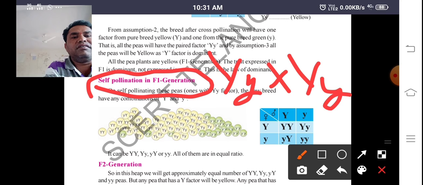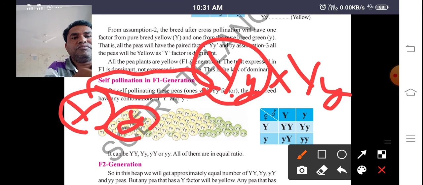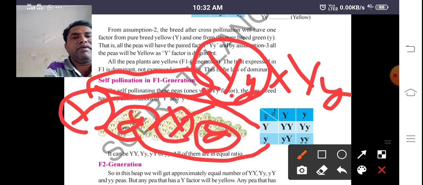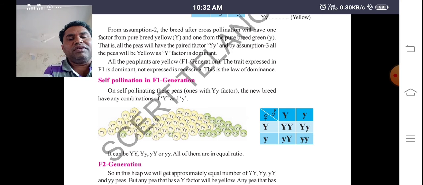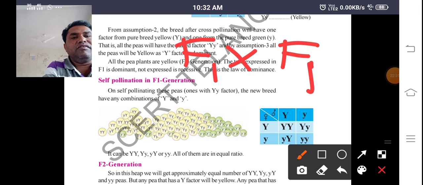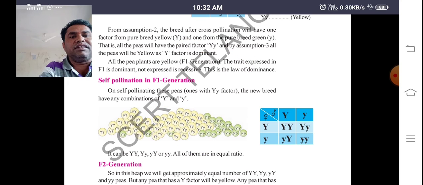The gametes for this parent are capital Y and small y. For this parent also, the same: capital Y and small y. These are the gametes. Now we are taking the Punnett box and crossing them to get F2. When we cross F1 into F1, we get the result F2. Now we are getting the result by drawing this Punnett box.